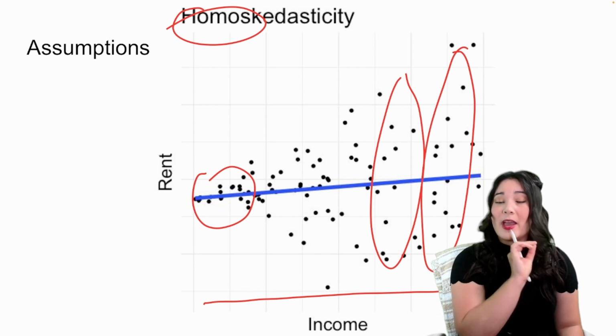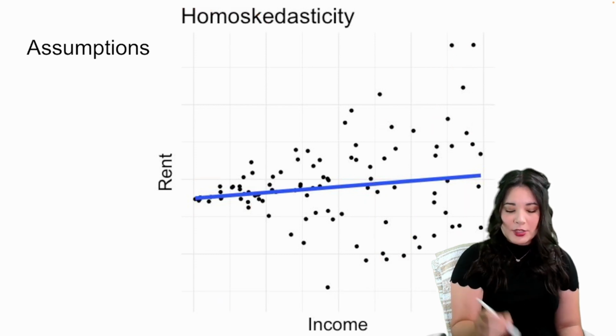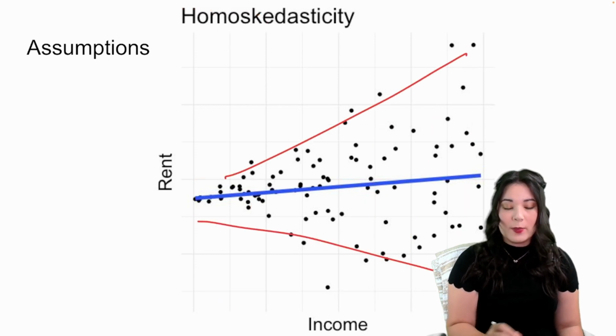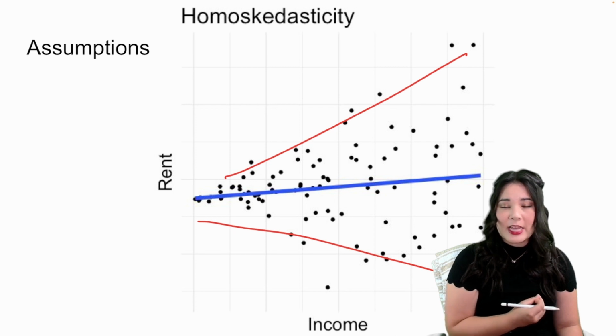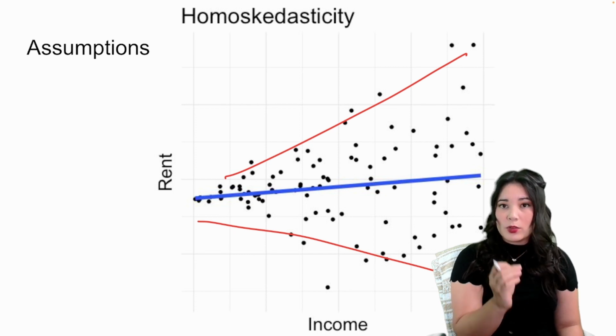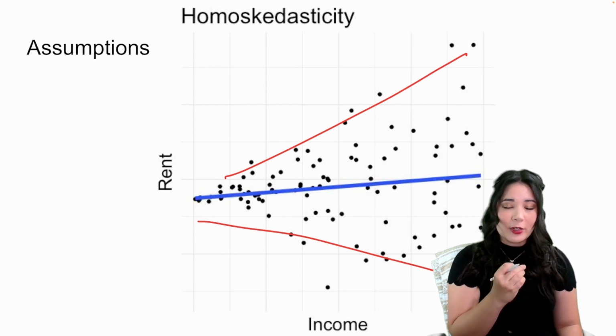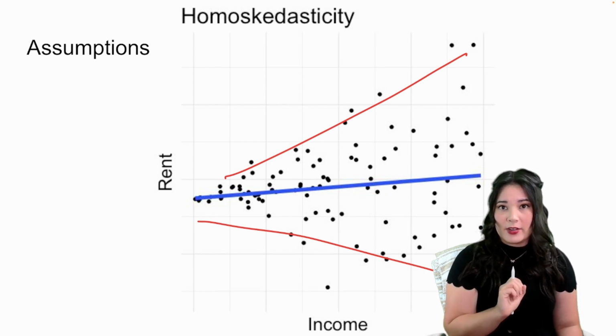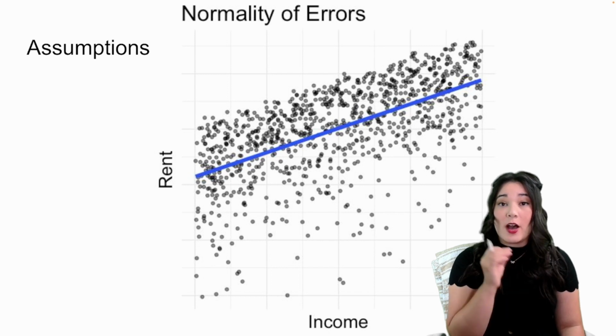This is actually heteroscedasticity. This cone shape is a really common way to see heteroscedasticity, but it's not the only way. What we're looking for is some regions with really low error variance and some regions with very high error variance. Last, we have the assumption of normality.